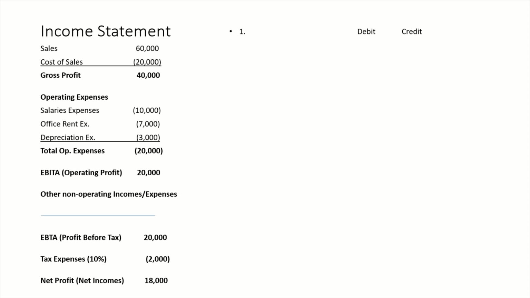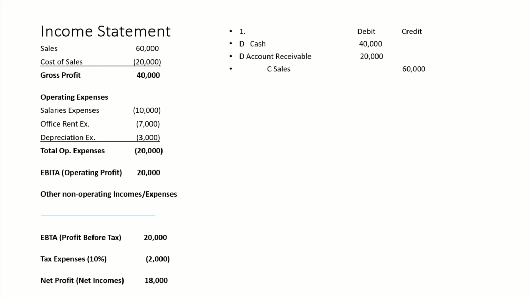Now let's go on and explain how did we come to these results. The first part is recording sales. So during the period, as we see, sales were 60,000 euros. So we credited sales during the period for 60,000 euros. However, we debited cash only for 40,000 euros because we received only 40,000 euros in cash.